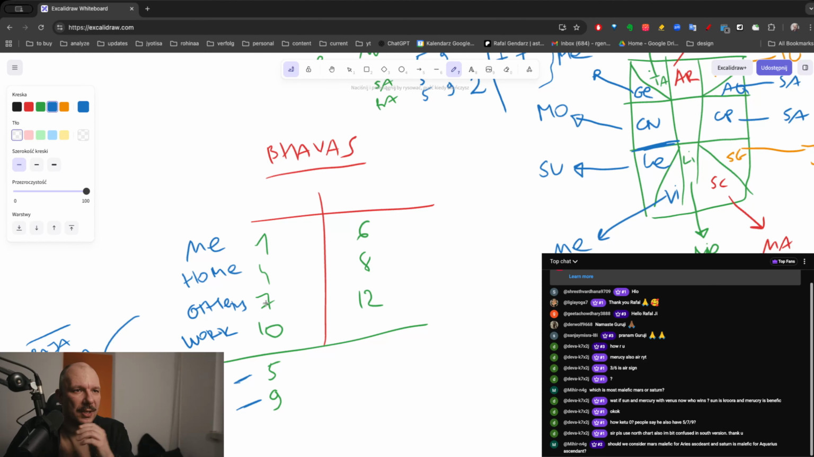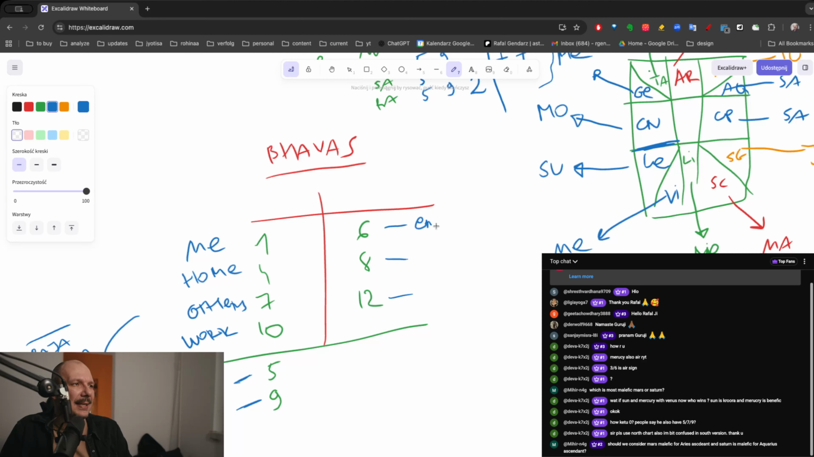Mihir is asking, should we consider Mars malefic for Aries ascendant and Saturn? Yes, they are malefic by Naisargika Karaka or Naisargika lordship, but there is also Tatkalika lordship. So per Tatkalika, they will be benefics, because they are lording the ascendant. So the ascendant lord will never be bad for the house. All right. Then we have 6, 8, and 12.